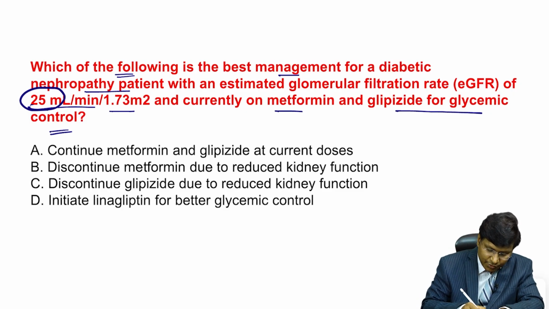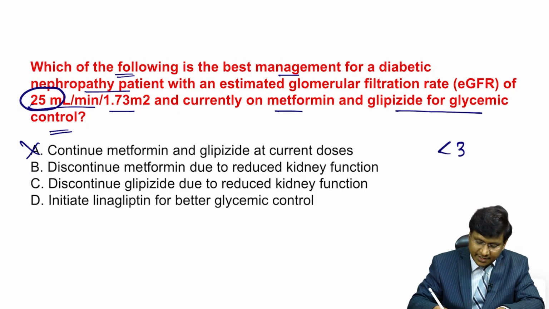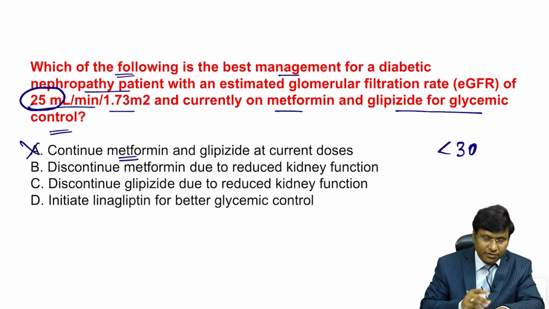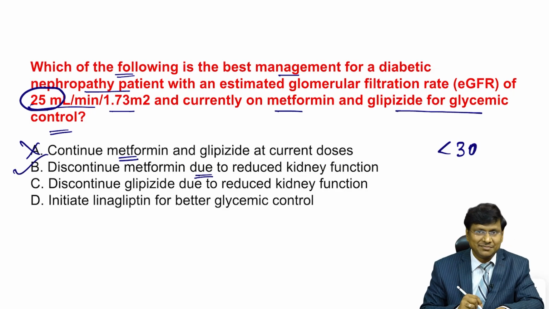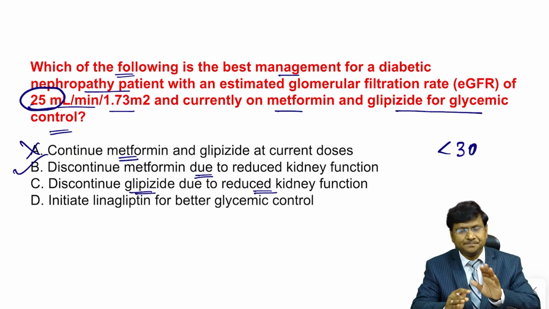Now you cannot continue metformin because metformin is associated with an important adverse effect called lactic acidosis. And when the estimated GFR is less than 30, you need to stop metformin, otherwise there can be precipitation of lactic acidosis. So continuing metformin is a completely wrong option. Then discontinue metformin due to reduced kidney function, that is a correct statement, all right. Then discontinue glipizide due to reduced kidney function.